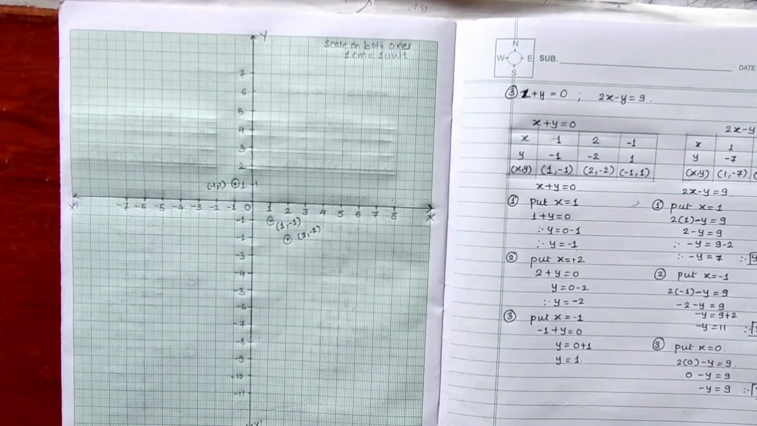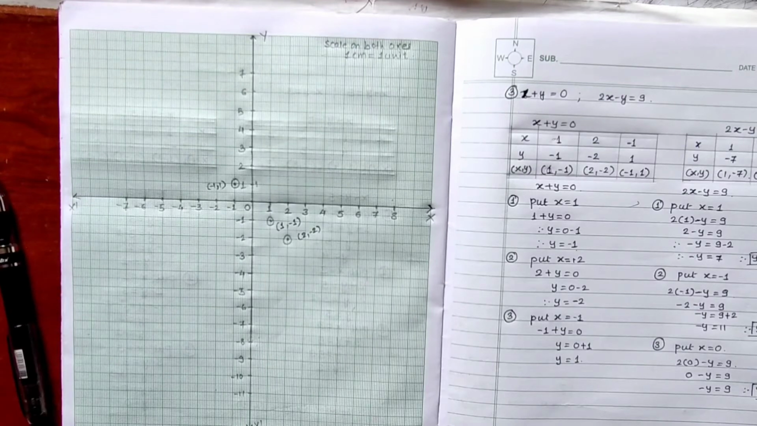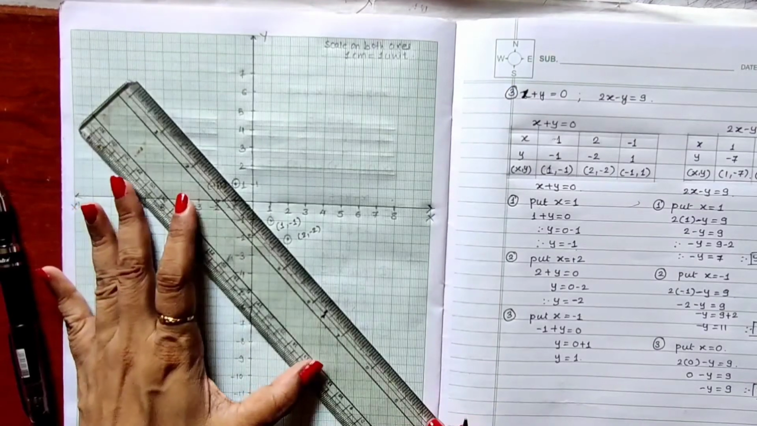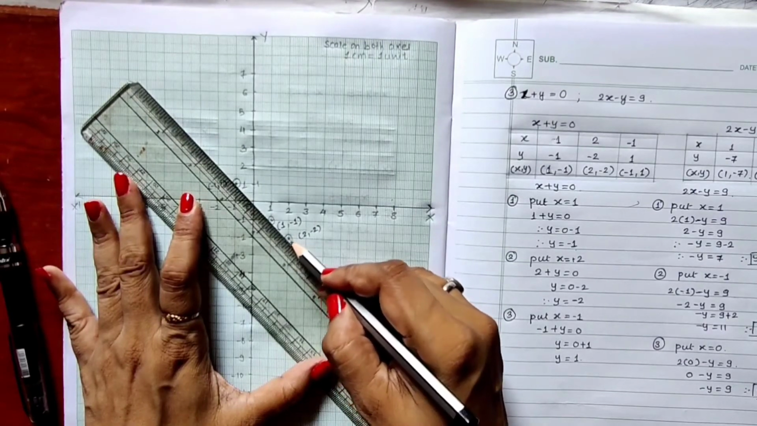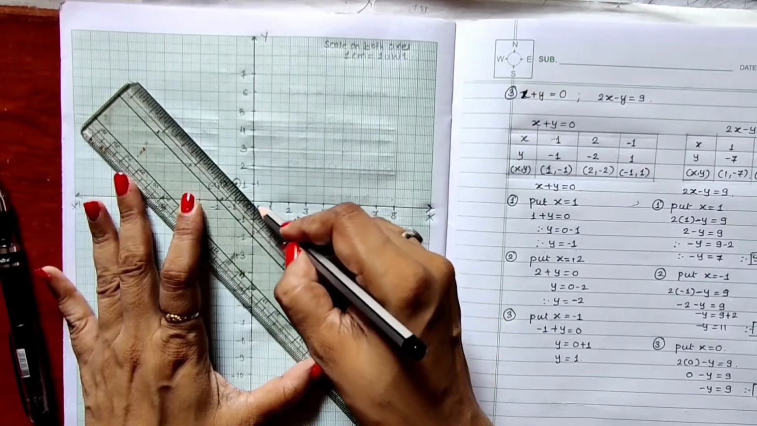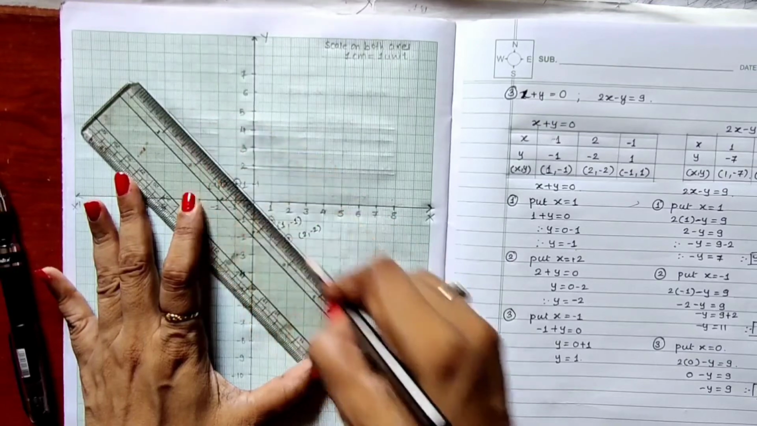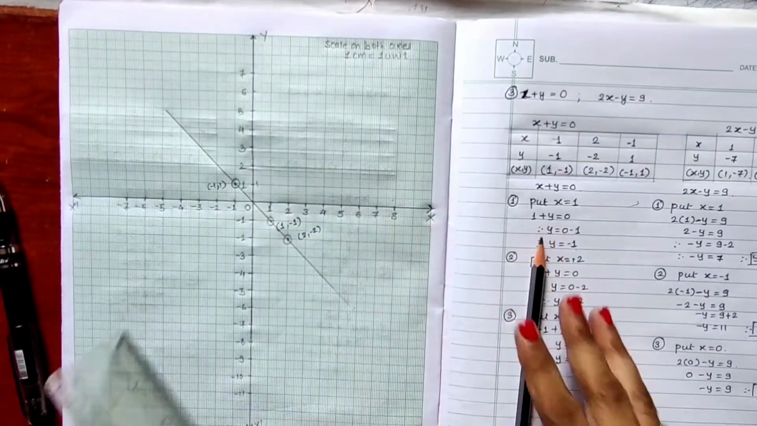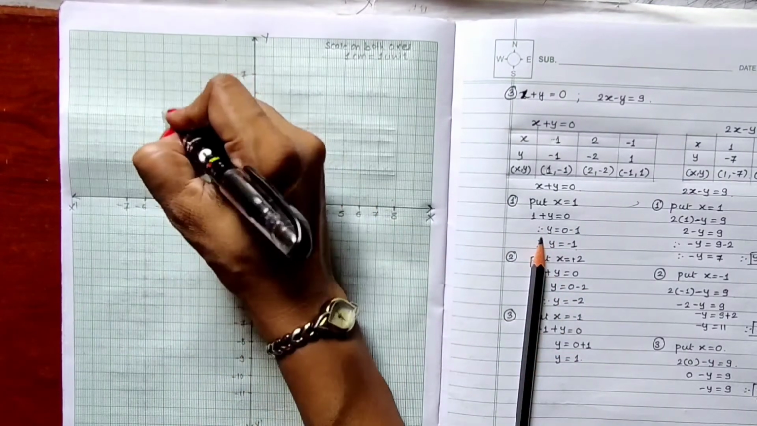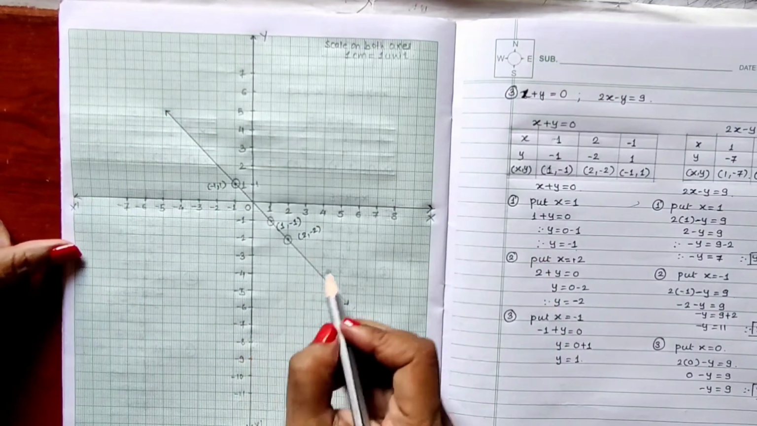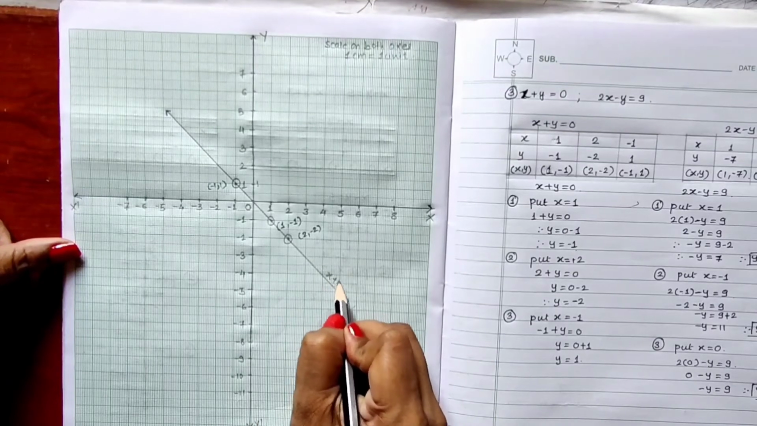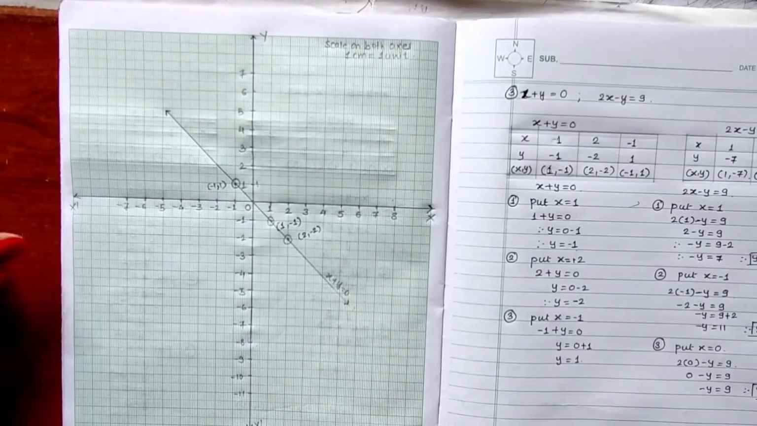Now let us draw the line passing through these 3 points. We all can see the line is passing through the origin also. Let us write the equation of this line. The equation of this line is x plus y is equal to 0.